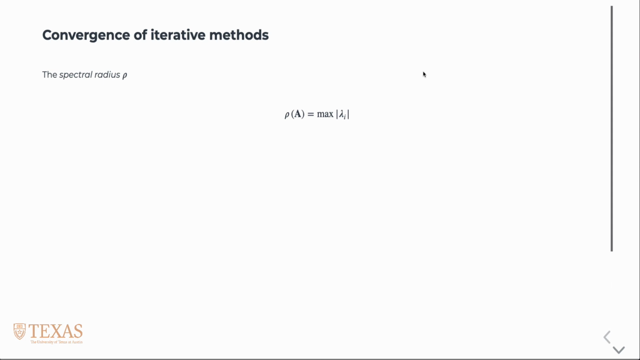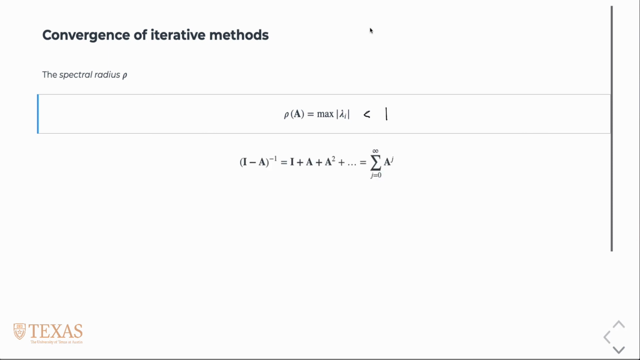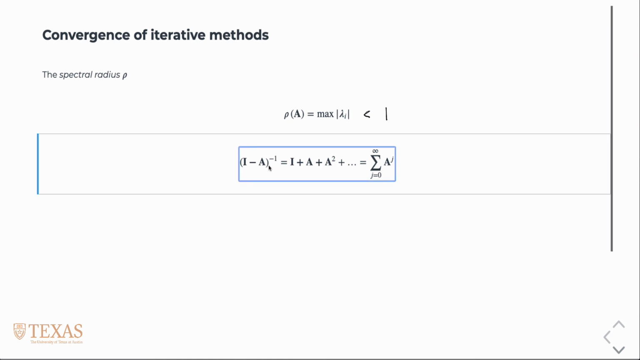So let's quickly talk about the convergence of these methods. In order to do that, we have to introduce a definition, the spectral radius. The spectral radius is the maximum absolute value of the eigenvalues of a matrix. If you don't know what an eigenvalue of a matrix is, we'll cover it later, but for now we'll just move on. It's a concept from linear algebra. So if the spectral radius is less than 1, then there's an identity that says that for a matrix A, I minus A inverse is equal to the sum of the powers of the matrix A. So we're just going to hold on to that identity. Again, this is true if the spectral radius is less than 1. The inverse exists, and it's equal to that.